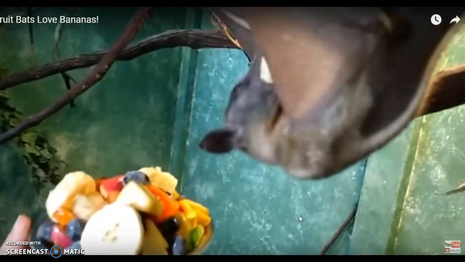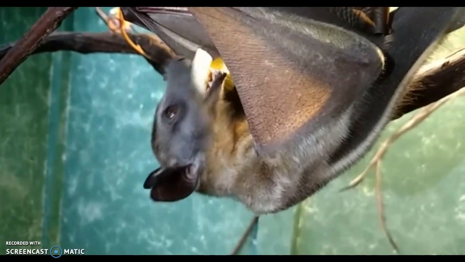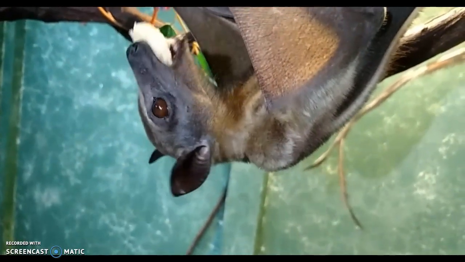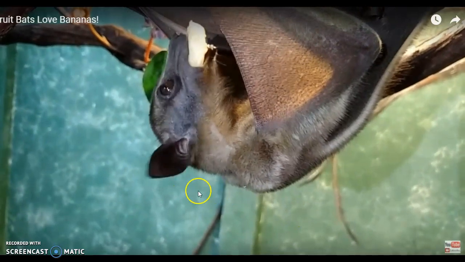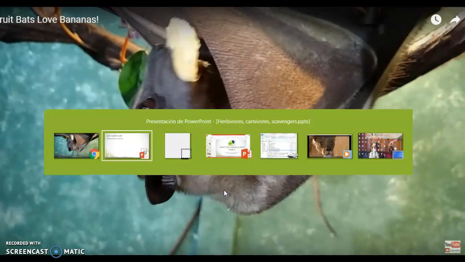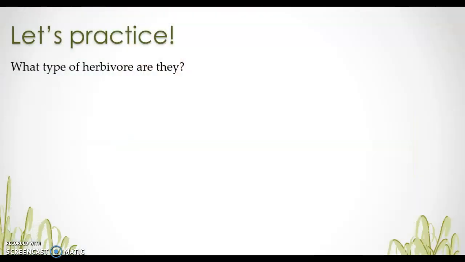And this is a very beautiful bat, yes? Please identify where is its meal, okay? It's a beautiful bat. So as you can see guys, I'm gonna pause it here and I'm gonna go back to my presentation, this one here.